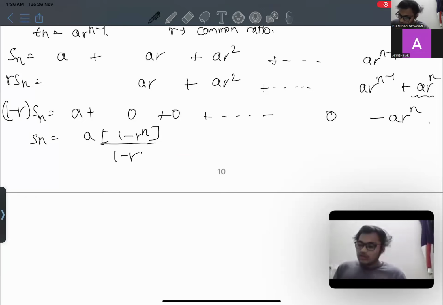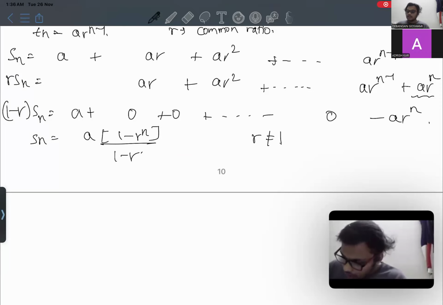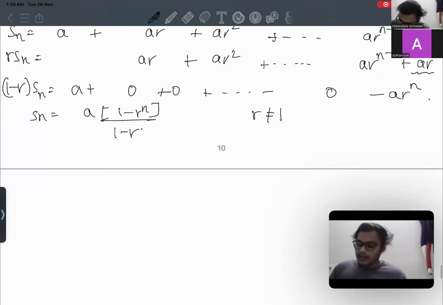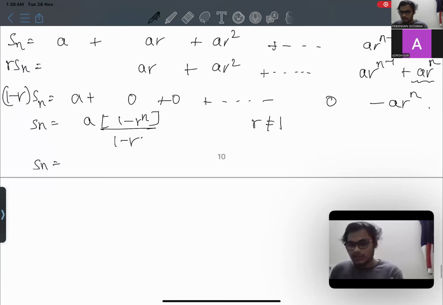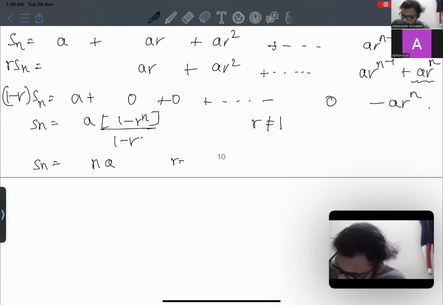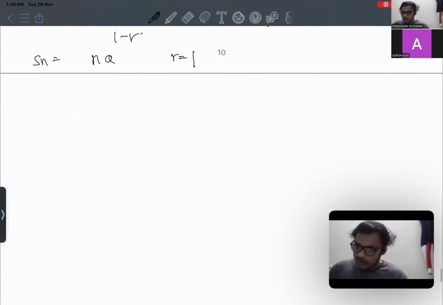So here, this formula is only valid if r is not equal to 1, right? If r is equal to 1, then Sn would be simply a plus a, or adding a n times, so na. So if r is equal to 1, then the sum of terms would be na, right? So I'll try to give you a question regarding these two concepts, but it's a tricky question. Let's see if you can figure it out, guys.